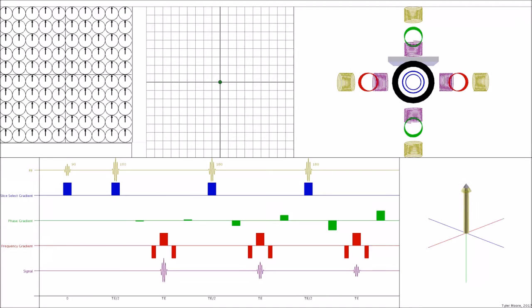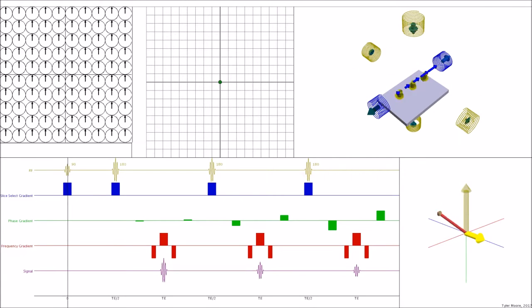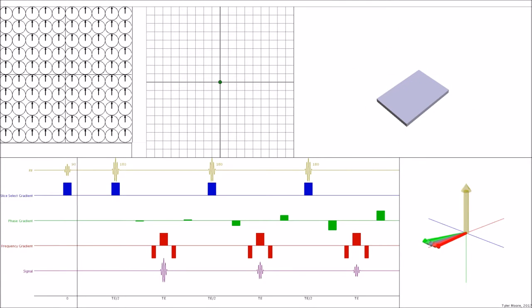By now you should have reviewed the videos that explain the rotating frame of reference for both the spin animation in the bottom right and the real space animation in the top left. We can now discuss frequency and phase encoding at greater length.